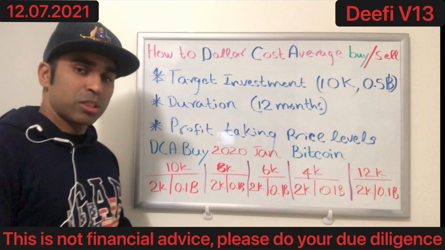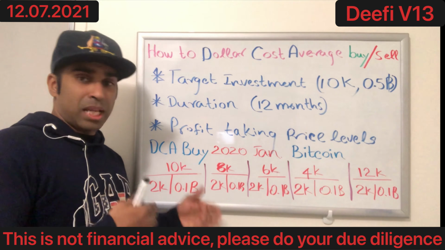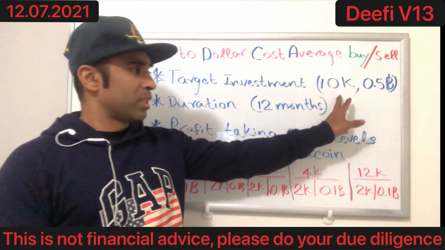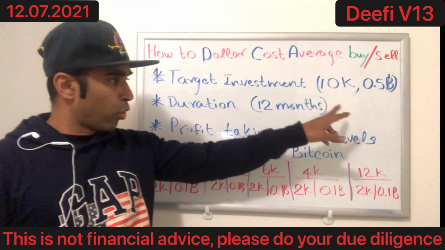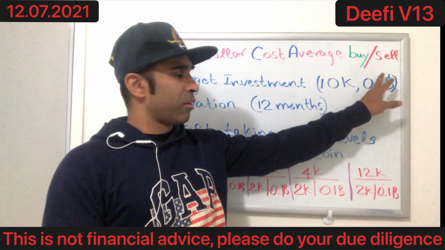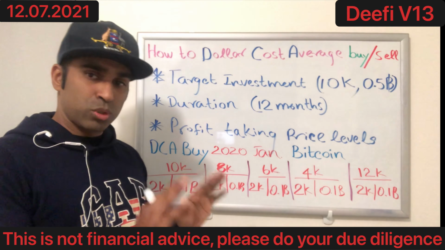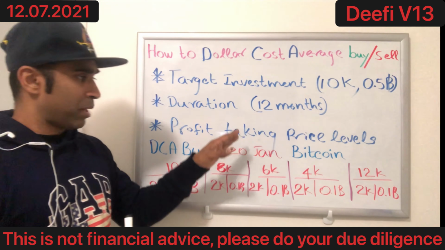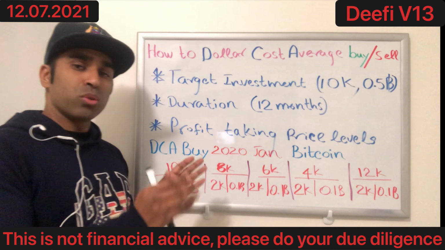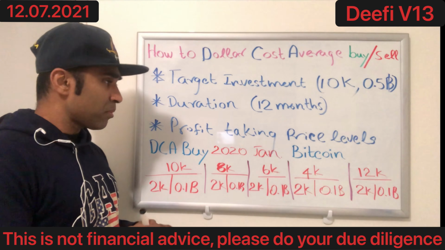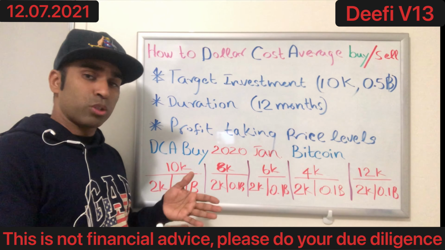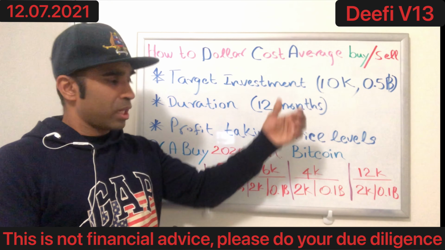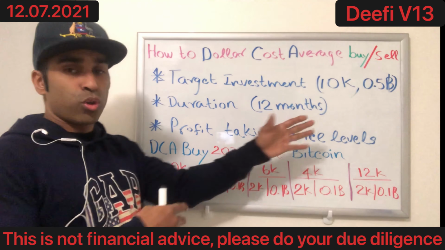And the second point is duration. You need to have a duration as well. It's not that one day you just have to sell. You have to think, okay, once I have invested $10,000 into Bitcoin, or once I've achieved 0.5 Bitcoin, that's when I'm going to stop buying. It could be 12 months, or it might take 12 to 24 months. So you have to have an idea of duration. You can write it down on a piece of paper, and every time you DCA buy, you can go back and check whether you have reached your goal or not.